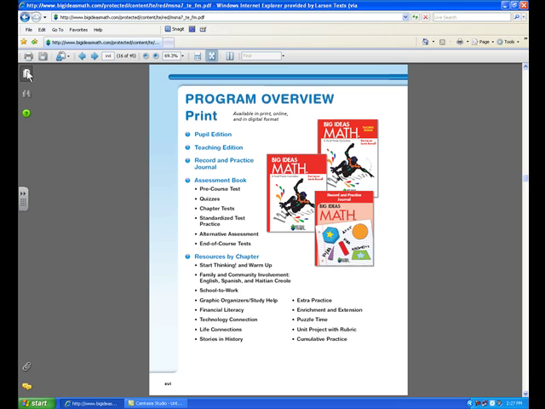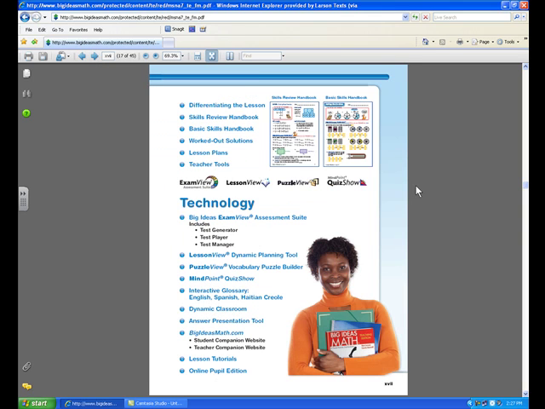If you turn to the next page, you'll also see listed some of our online resources, such as the Differentiating the Lesson piece, the Skills Review, and the Basic Skills Handbook, and our Lesson Planning piece. All of our technology is listed here as well, including our ExamView Assessment Suite, our Dynamic Classroom and Answer Presentation tools, and our online lesson tutorials. So this is a good place to come to if you're wondering what parts of the program are included so that you know where you can go to as you're trying to plan your lessons for the school year.